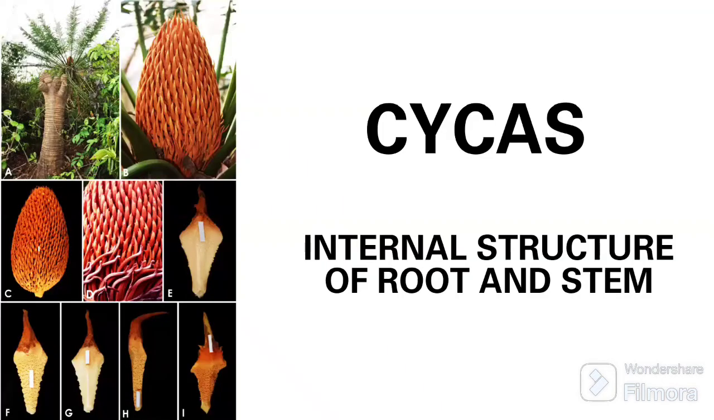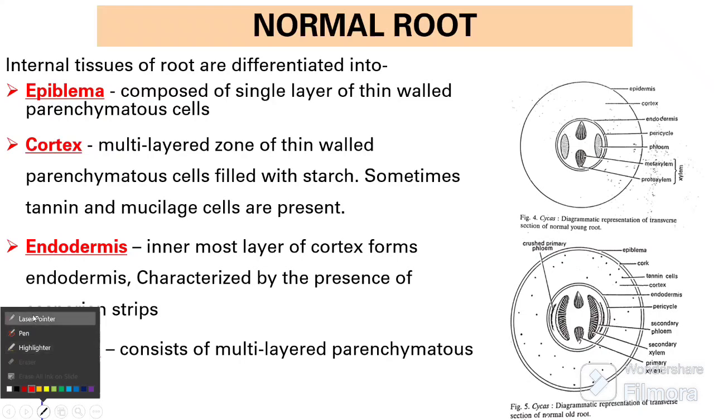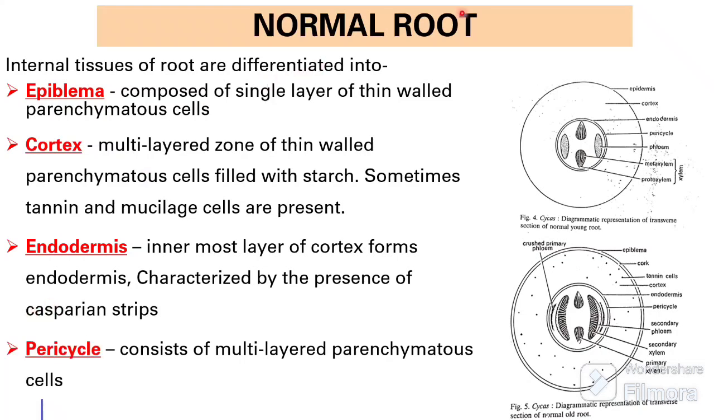Today, we are going to learn about the internal structure of root and stem in Cycas. Moving ahead, if we talk about the normal root, the internal structure or tissues of a normal root can be differentiated into epiblema, cortex, and central vascular tissue.